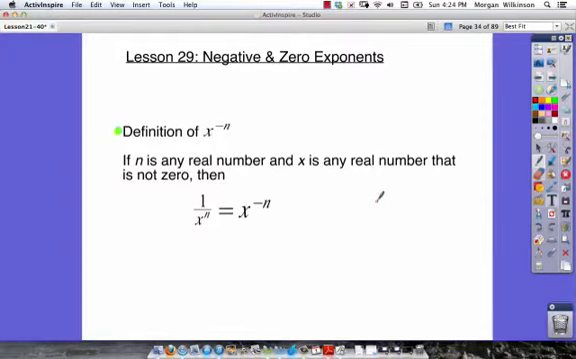Lesson 29 today is about negative and zero exponents, and we're going to start off with some key vocabulary. Take a moment to make sure this gets into your notes. Pause now if you'd like to.